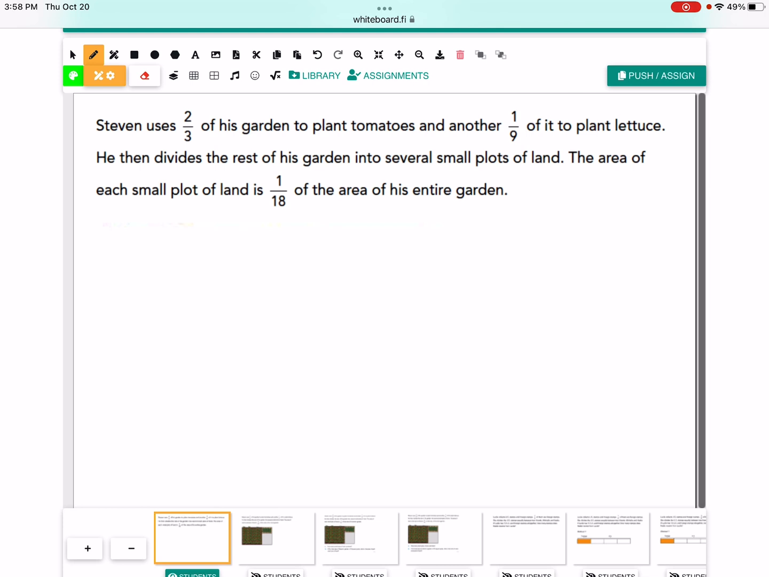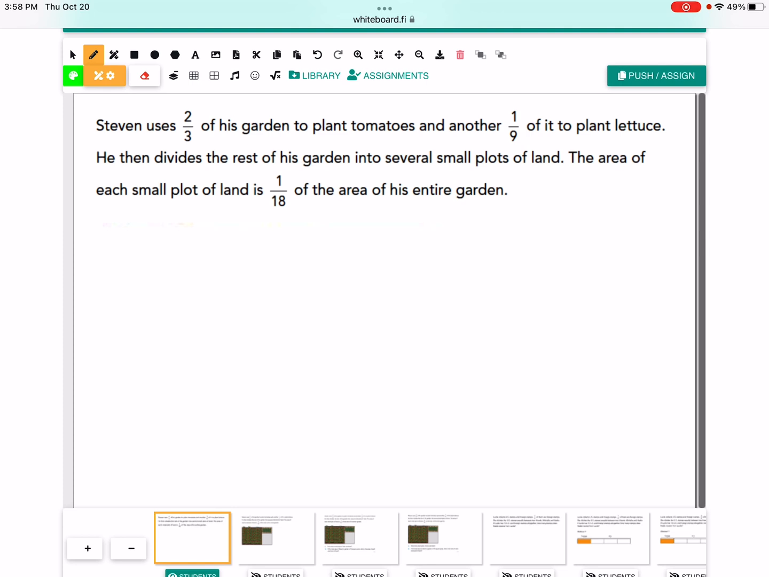Stephen is using 2/3 of his garden to plant tomatoes and another 1/9 of it to plant lettuce. Then he divides the rest of the garden into several small plots of land, the area of each being 1/18 the area of the entire garden.